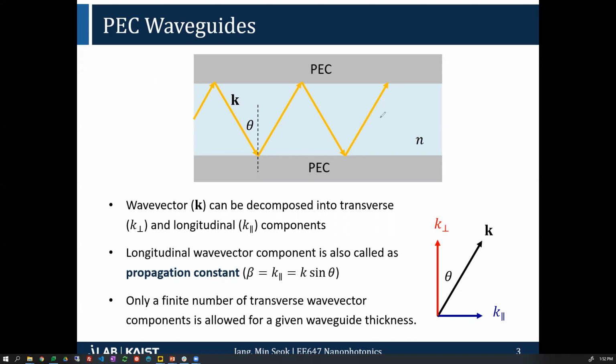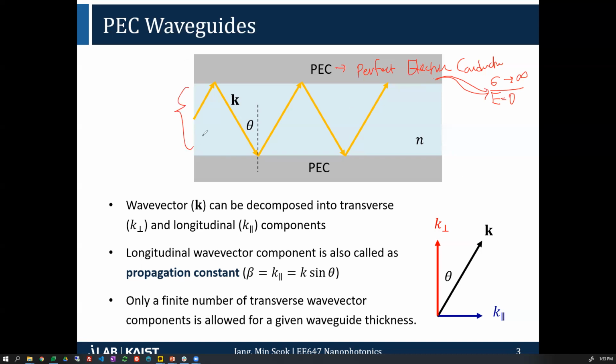We want to make our waveguide into 3 slabs. This is an infinite flat material. Here, PEC is perfect electric conductor, which means its conductivity is infinity, okay? So if the conductivity is infinity, the electric field in the steady state, the electric field inside it, must be 0. Inside the material must be 0. That's what a perfect electric conductor is.